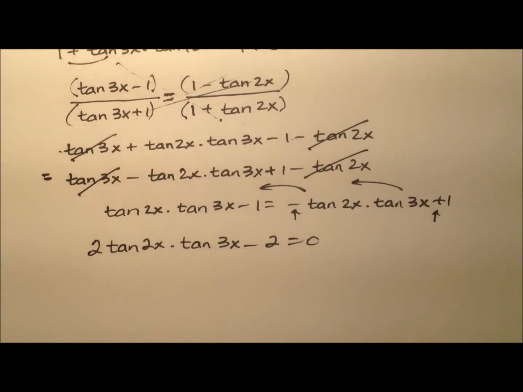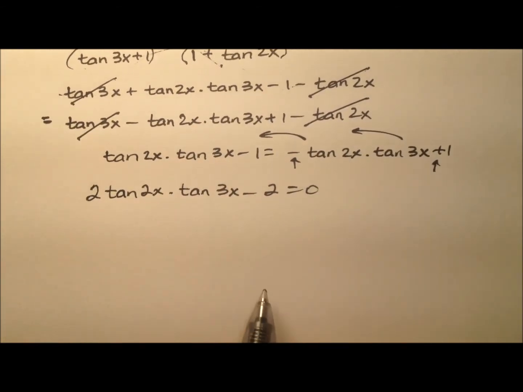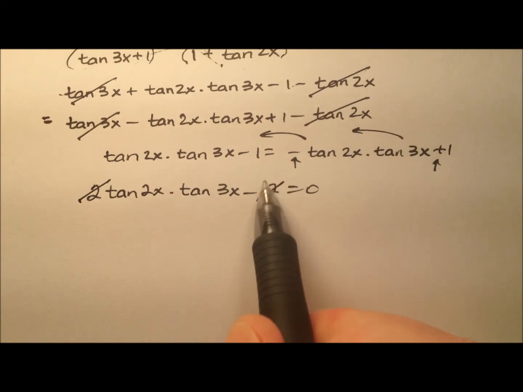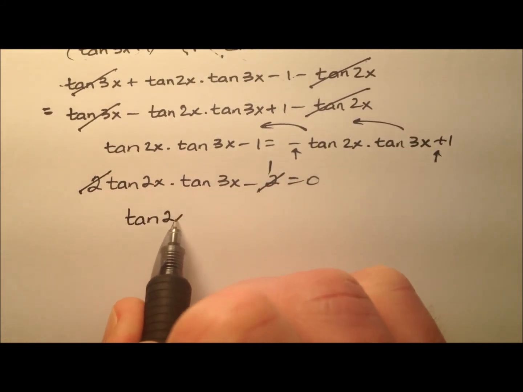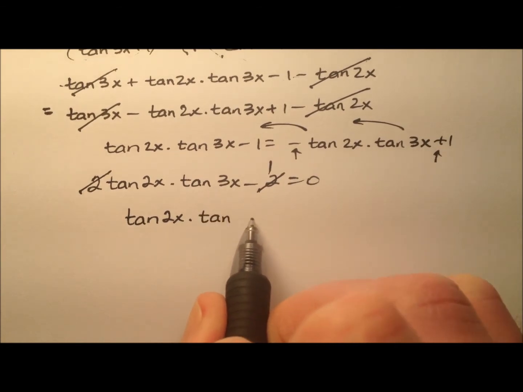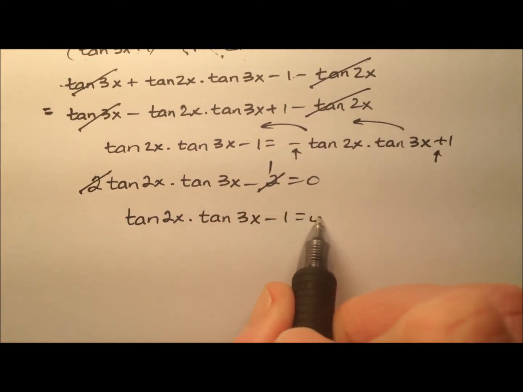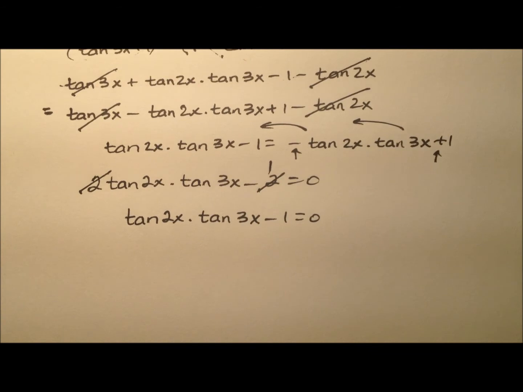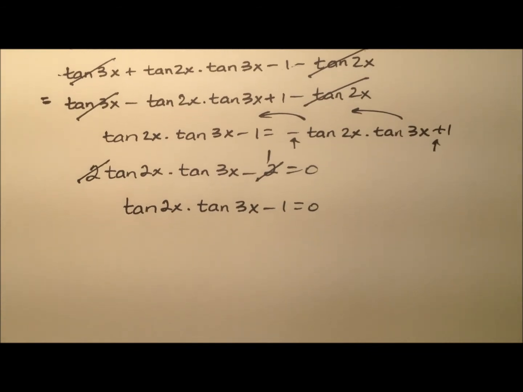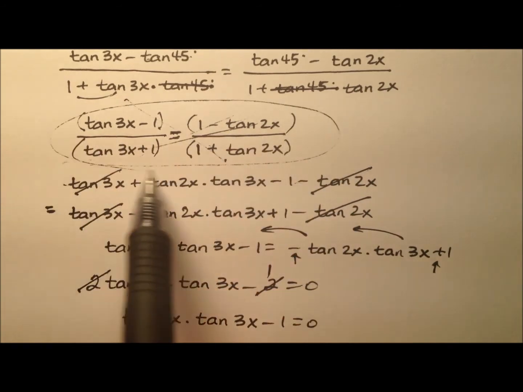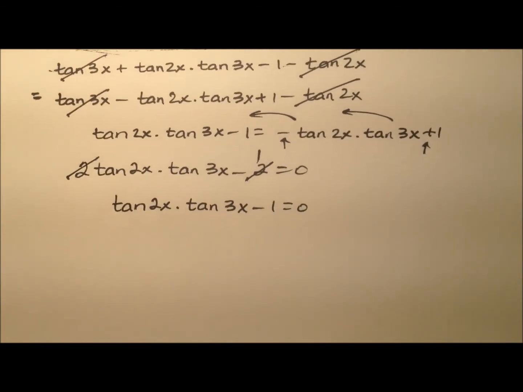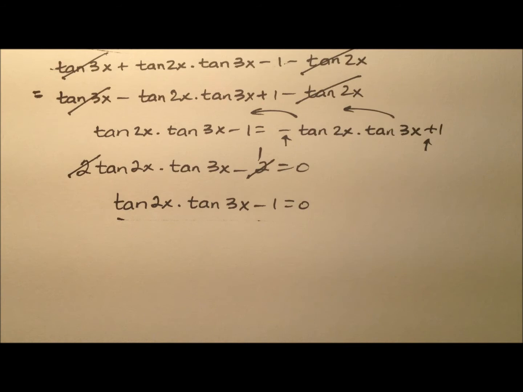But of course, when you factor a 2 out, you can divide both sides by 2 and cancel those. So what we have here is the tangent of 2x times the tangent of 3x minus 1 equals 0. Okay, this is a great place to be right now because we took something that had the potential to be very, very ugly and we simplified it quite nicely, actually.